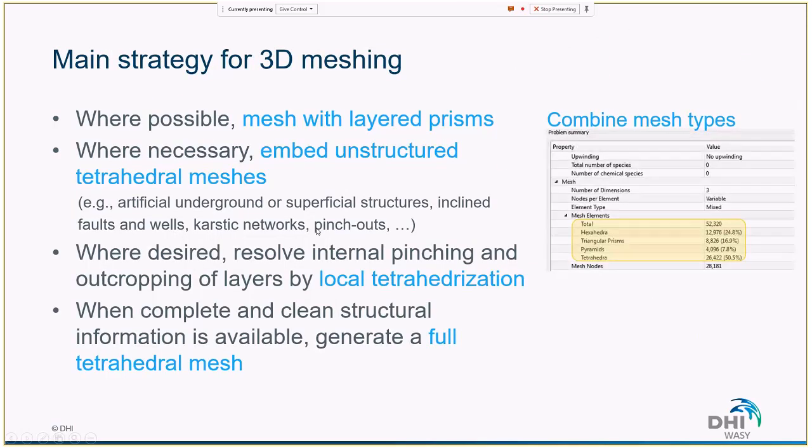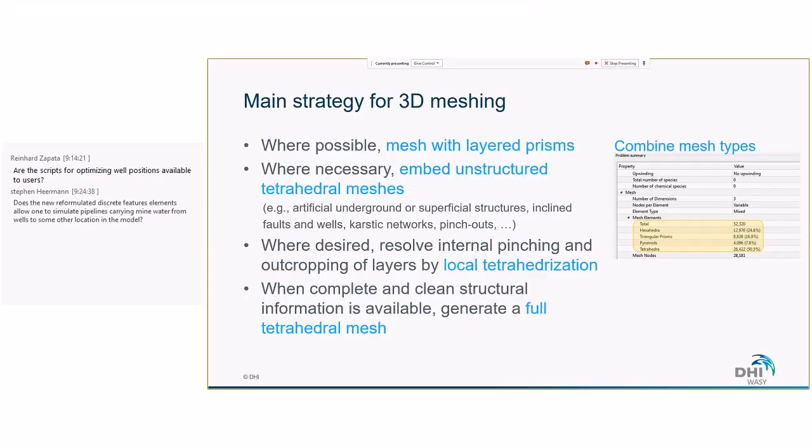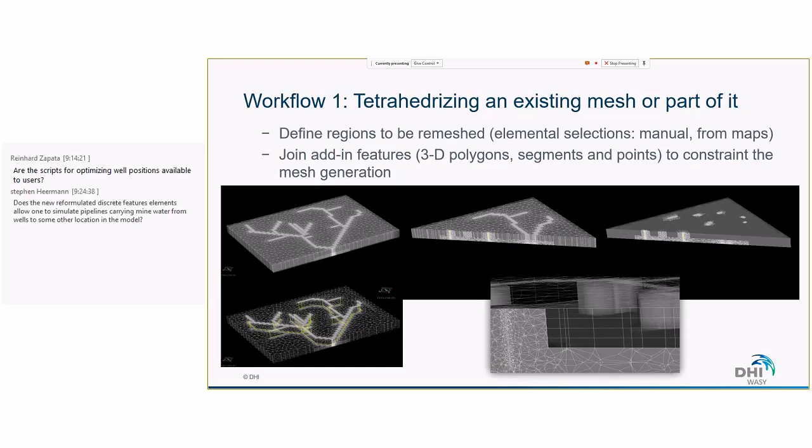So the main strategies for 3D: where it's possible, you can use a mesh with layer prisms. Where it's necessary, you can embed unstructured tetrahedral meshes. Maybe you want to incorporate artificial underground extractions in mining, pipes, etc. You can also do local tetrahedrization for the case of layer intersections or pinch-outs or faults. And when you have clean and structural information, so a geological model, you can generate a fully unstructured or fully tetrahedral mesh. So there are three main workflows which I would like to show you here.